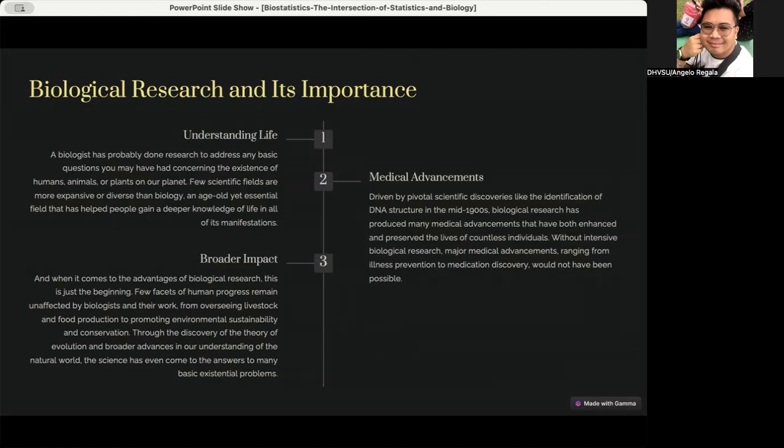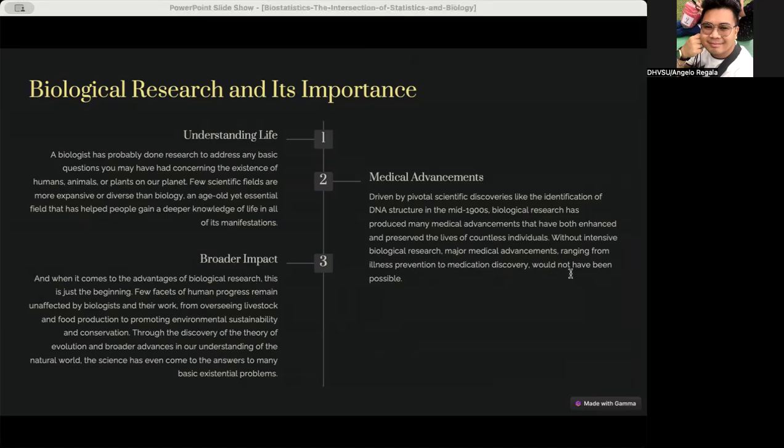Okay, so again, without this intensive biological research, we won't be able to achieve those major medical advancements. Okay, so ranging from illness prevention to medication discovery, it would not be possible without biological research or without biostatistics.